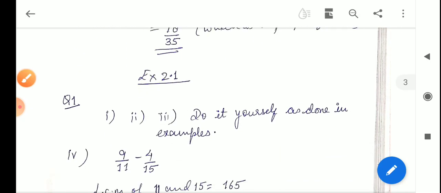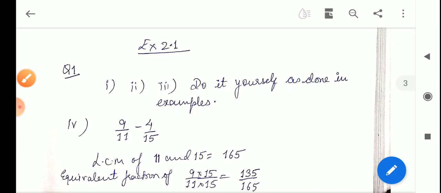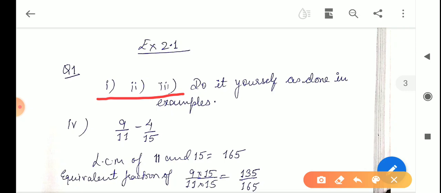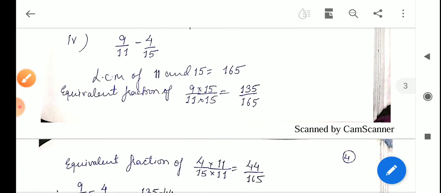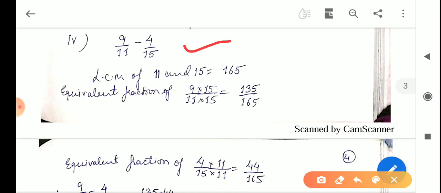Now let us start the exercise. Since we have solved the questions in the examples, the first, second and third parts you can do yourself as done in the examples. We will start from the fourth part, that is 9 by 11 minus 4 by 15.